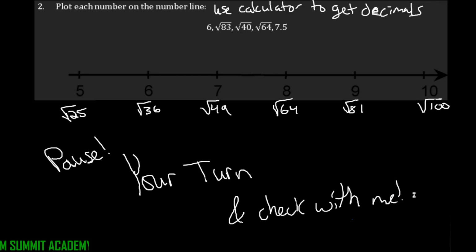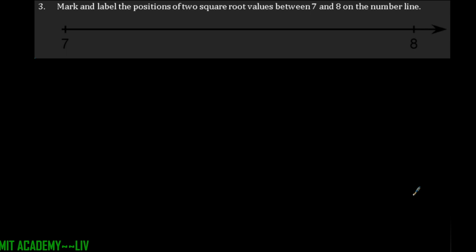All right, for number 3, it says mark and label the position of 2 square root values that are between, again, that keyword is between, 7 and 8 on the number line. So you can say, again, square root of 49 is equal to 7, and then on the far end we have square root of 64 is equal to 8. So that means this.